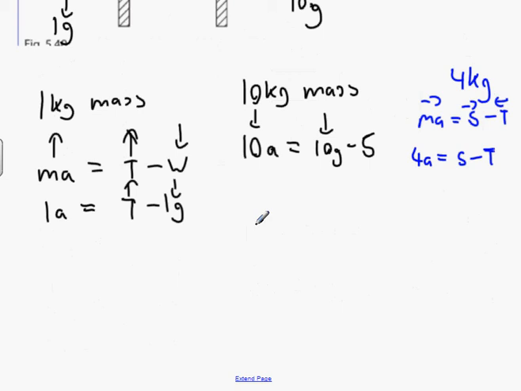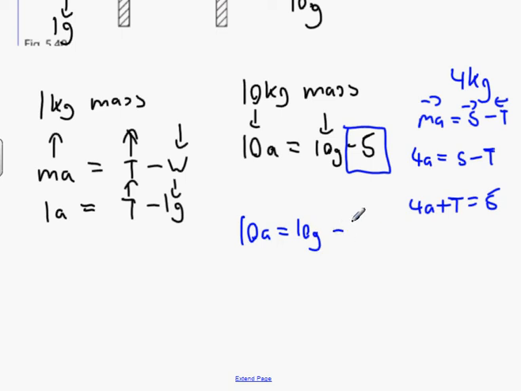Pick either S or T to get rid of. Doesn't matter which one. For convenience's sake, I'll use S. 4A plus T equals S. Then isolate this S here. And then you can say that 10A equals 10G minus bracket 4A plus T. That minus 4A will go over the other side as a plus 4A, creating 14A. And that will be 10G minus T.